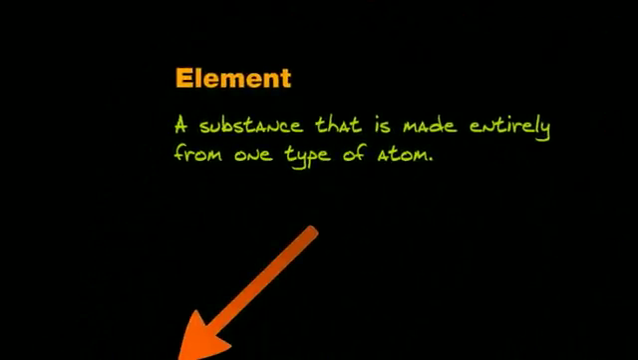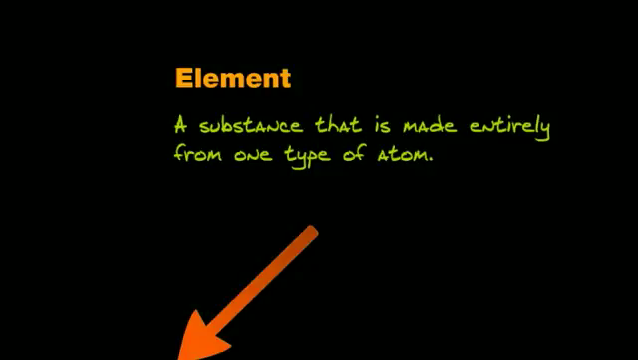If you bring your finger down to where it says pure substances and look at the question below there, it asks, can the substance be separated by chemical means? If it cannot be separated by chemical means, that means it's an element. An element is a substance that is made entirely from one type of atom. This would be something along the lines of anything on the periodic table all by itself.